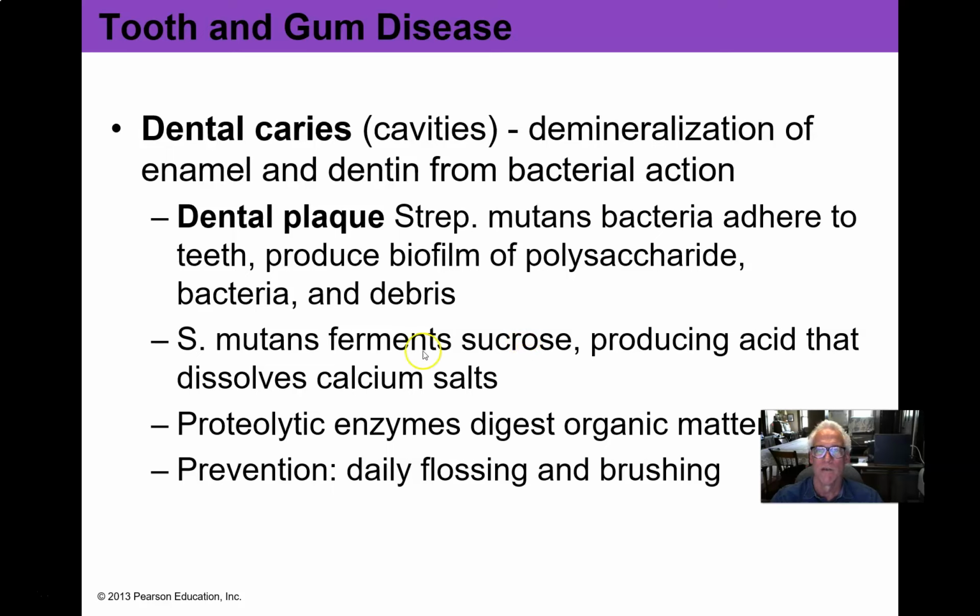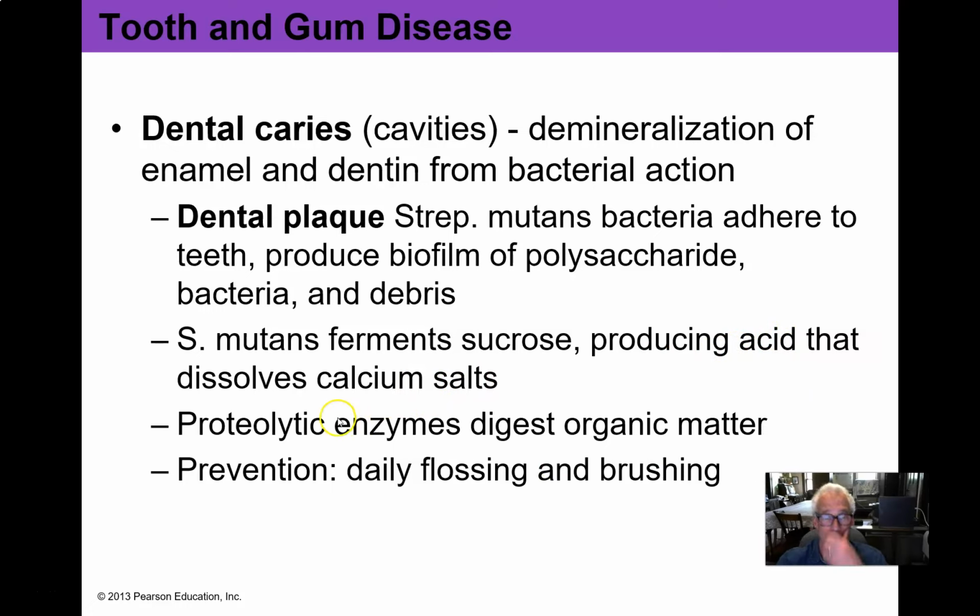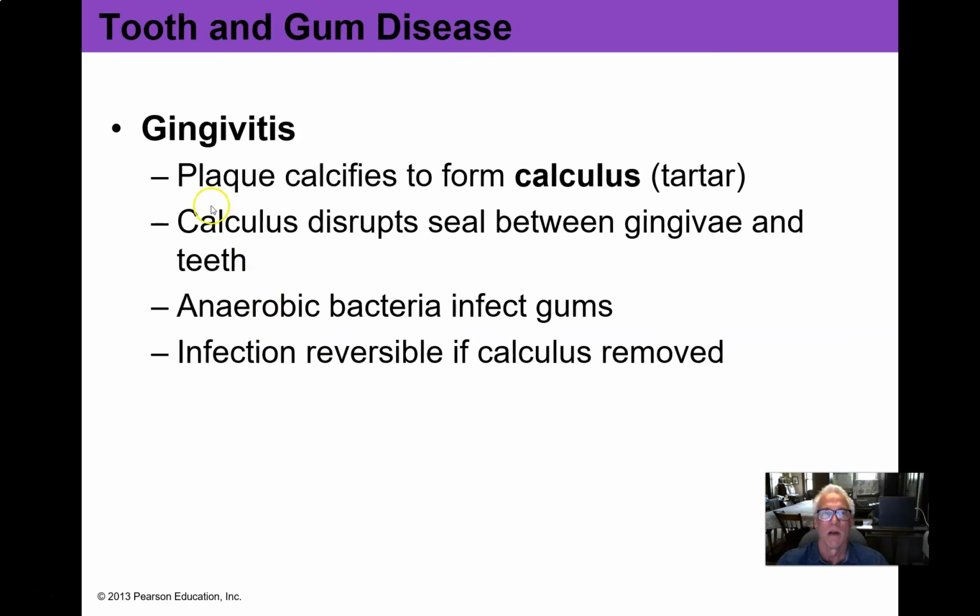And the bacteria ferment sucrose in the diet, and the fermentation product is an acid which then can dissolve the calcium salts of the dentin or of the enamel and begins to damage that hard protective surface. Eventually, proteolytic enzymes get down in there and really start to digest things. So we have to get that plaque off all the time in order to prevent damage to the enamel. Brushing and flossing are the essential processes.